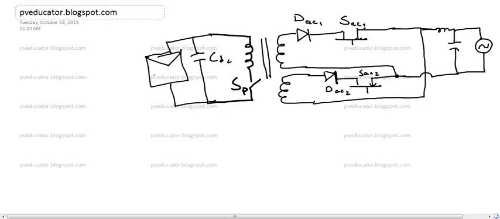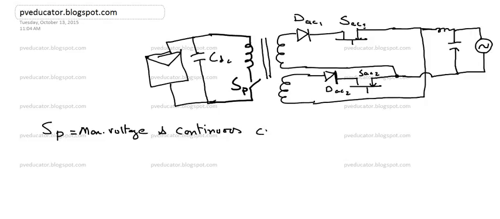So now we have to select this SP, these devices. How will we select it? First of all, the selection of MOSFET is very important for proper working of a flyback inverter. Therefore we have to select this SP such that it works well under all conditions. So the SP should be selected such that it withstands the maximum voltage as well as the continuous current that flows through it.